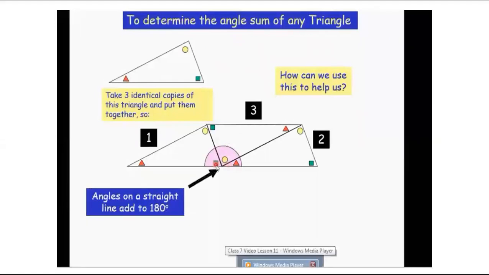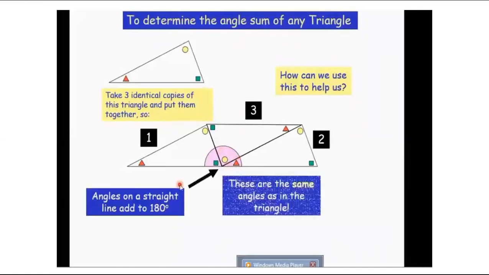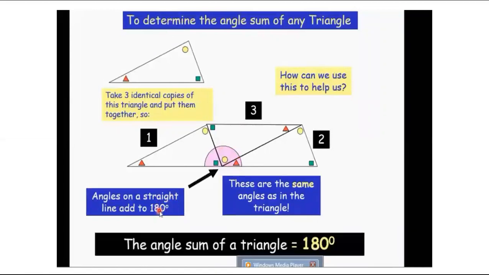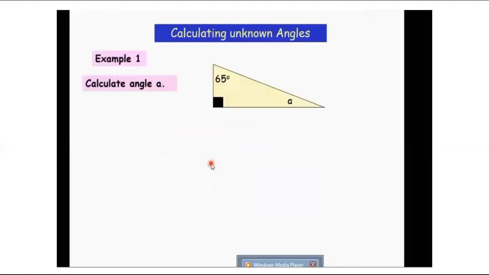We know that angles on a straight line add up to 180 degrees. We also know that the sum of the angles of the triangle is 180. These are the same angles as in the triangles, which is equal to 180 degrees. This is how we have understood that the angle sum of the triangle is 180 degrees. I hope this demonstration is easy to understand, showing why the sum of all the angles in a triangle is 180. Let's calculate the unknown angles.